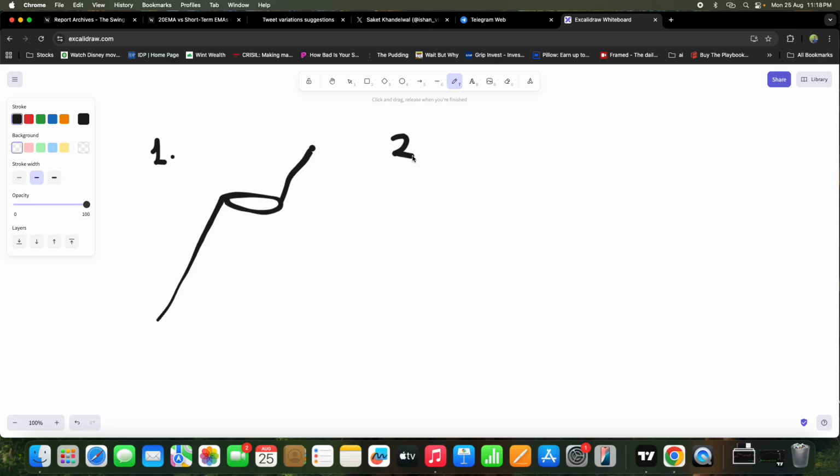The second one is the pullback setup. In this, the stock is in an uptrend and has just broken out of a big base, and the stock is moving higher. I will look to enter when it pulls back to the moving average. Suppose this is a 10-day moving average. I will look to enter when it touches the 10-day moving average and then bounces back. You can put the stop loss below the 10-day moving average if follow-through selling comes, but I don't think the selling will come.